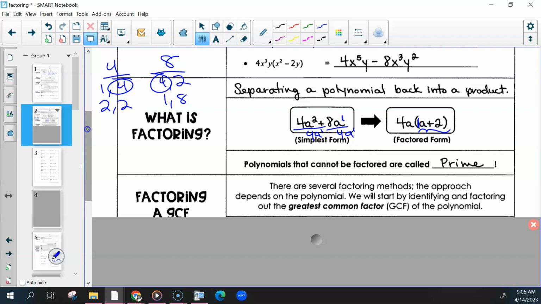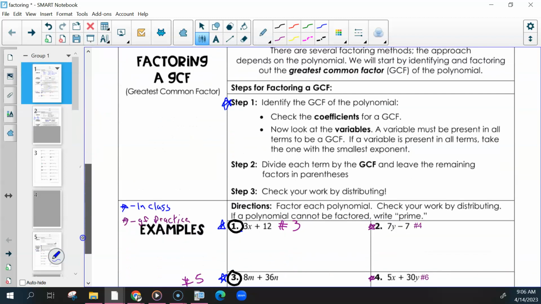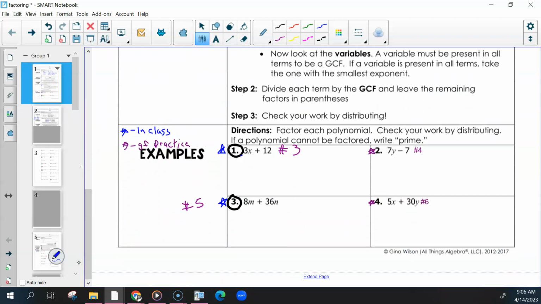Okay, so we're going to do some examples, but do we have any questions so far? The process we're doing is factoring out the greatest common factor, your GCF, so keep that in mind. When I say those letters, that's what that means. So let's start with number 1. If you want to list out the factors, you are more than welcome to off to the side. You do not need to do that, but if you don't know your factors, you may need to.